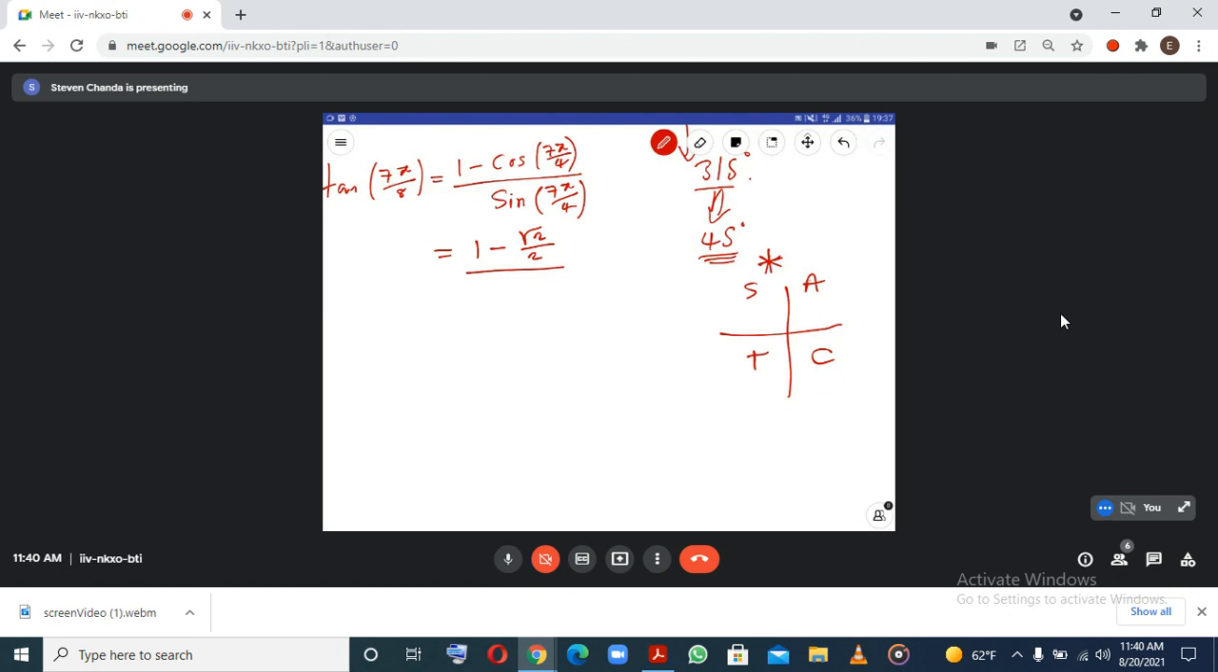So now let's look at sine. Sine there on the denominator, it's sine what? That's sine 315. What sign should that value have? Should it be negative or positive? So it's going to be negative.